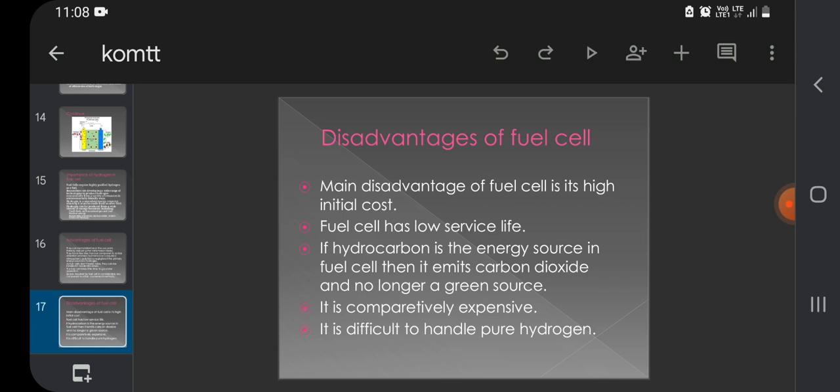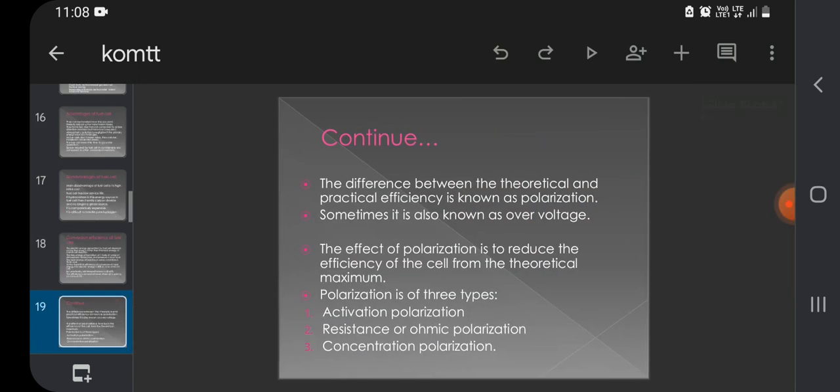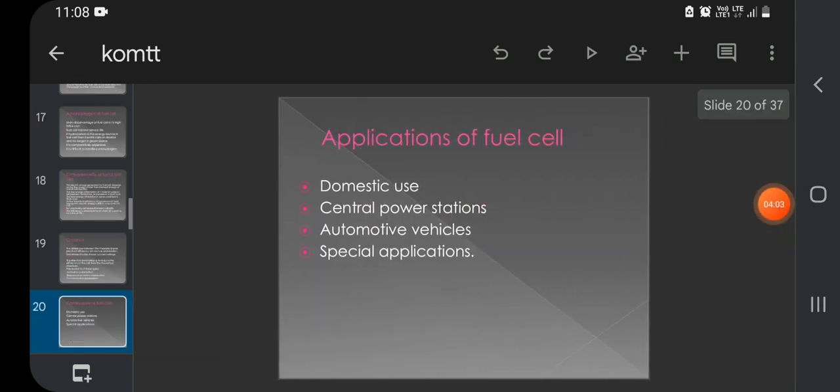Disadvantages. The main disadvantage of fuel cell is high initial cost. Fuel cells have low service life. If hydrocarbon is the energy source in the fuel cell, then it emits carbon dioxide and is no longer a green source. It's comparatively expensive. It's difficult to handle pure hydrogen. Applications of fuel cell: domestic use, central power stations, automotive vehicles, special applications.